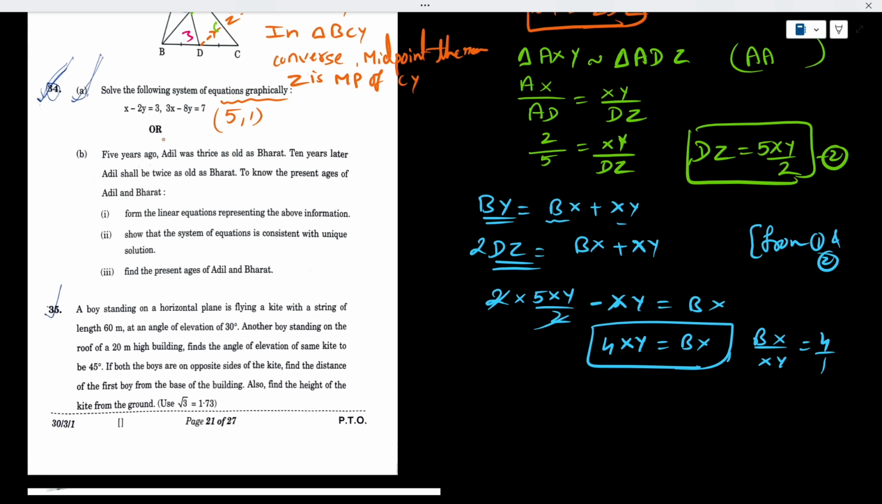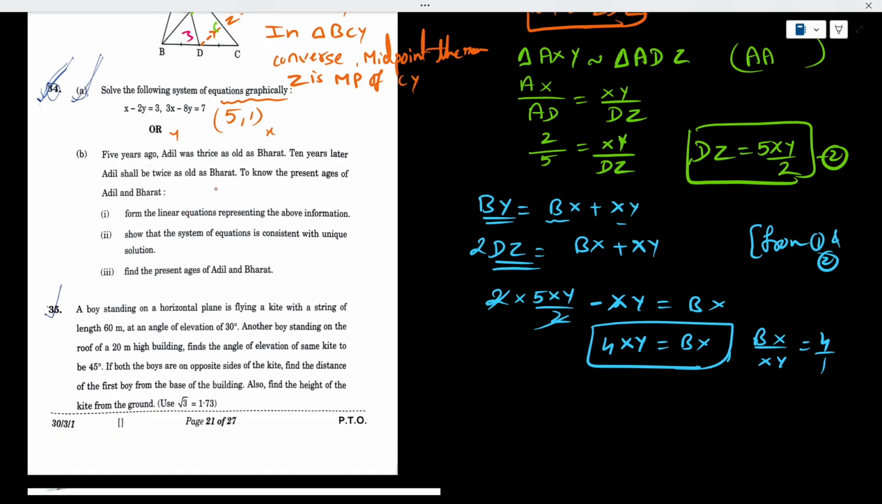That is going to be the solution of the pair of linear equations. That means it's going to represent intersecting lines. Now, it is also given that 5 years ago, Adil was thrice as old as Bharat. So, if Bharat's present age is x and Adil's present age is y, we'll get the two equations here.